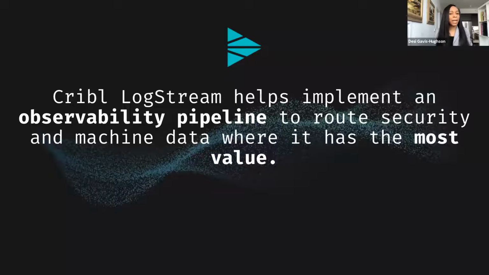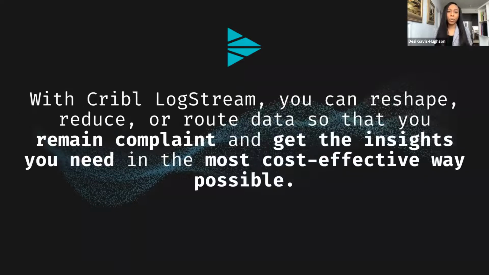So if you remember nothing else I've said today, remember this: Cribl Logstream helps implement an observability pipeline to route security and machine data where it has the most value. We're going to help you slash costs, improve performance, and get the right data where it's needed in the formats required. With Cribl Logstream, you can reshape, reduce, or route data so that you remain compliant and get the insights you need in the most cost-effective way possible.